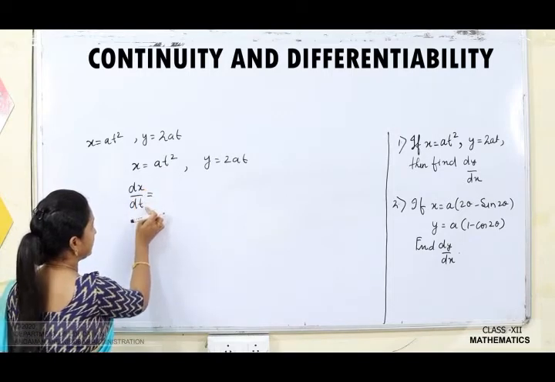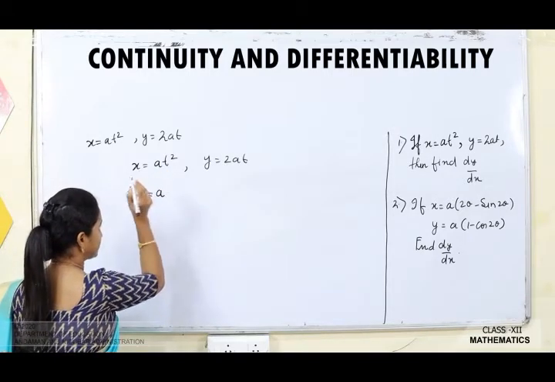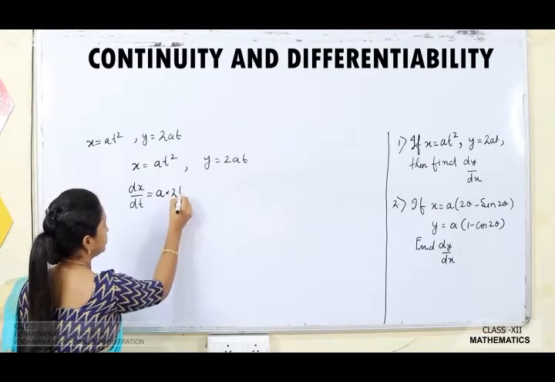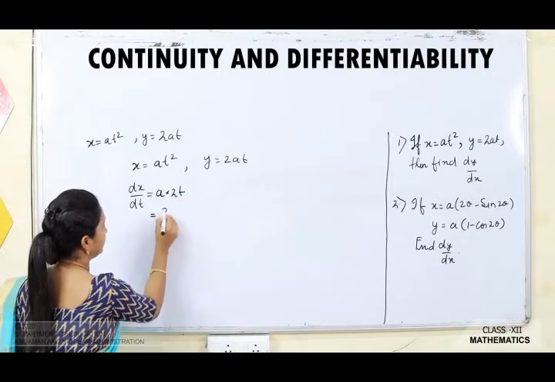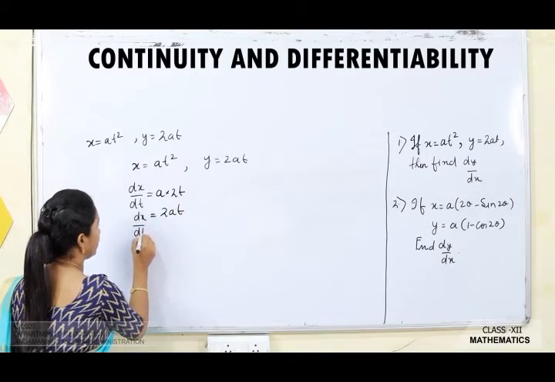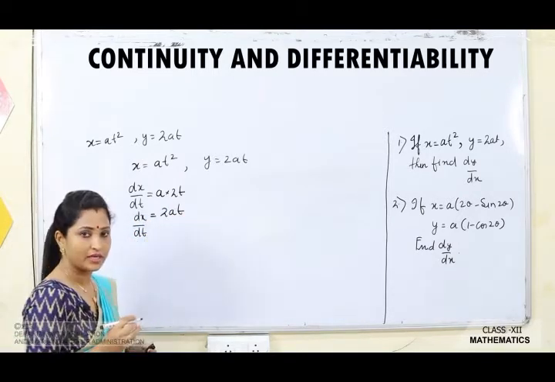So dx by dt will be, a is constant, when you differentiate t square it is 2t. So when you combine it, you are going to get 2at. So dx by dt is your 2at, clear?